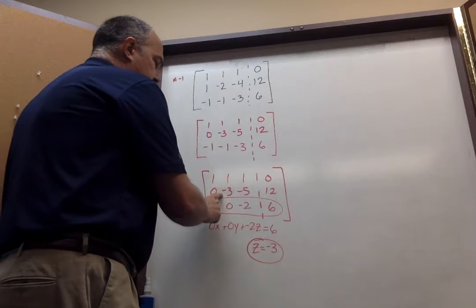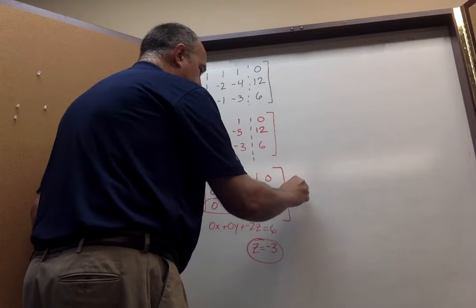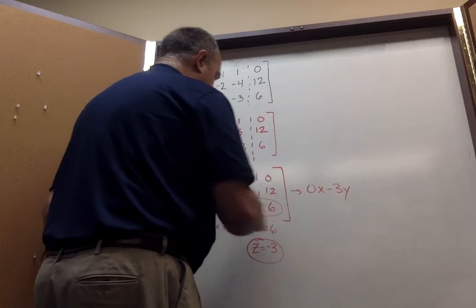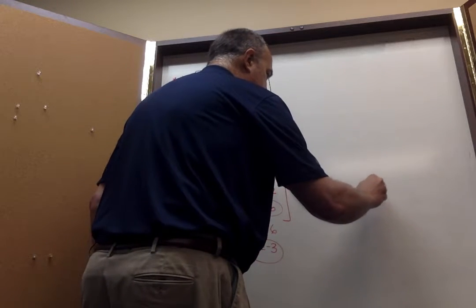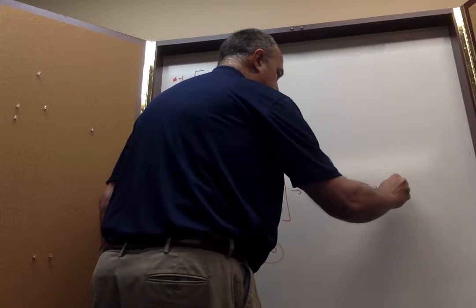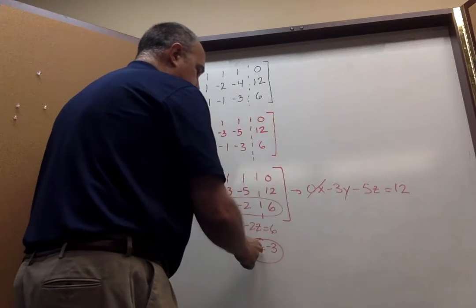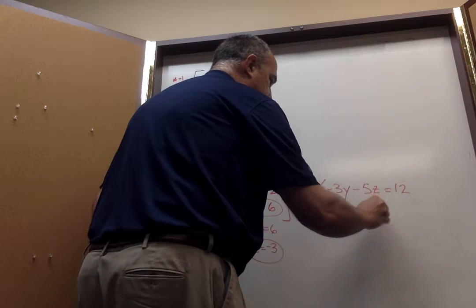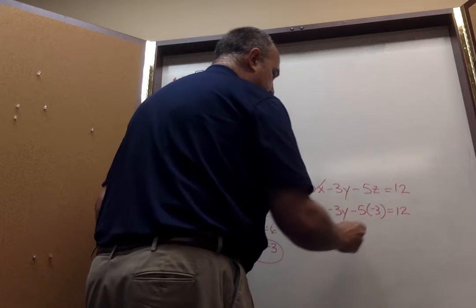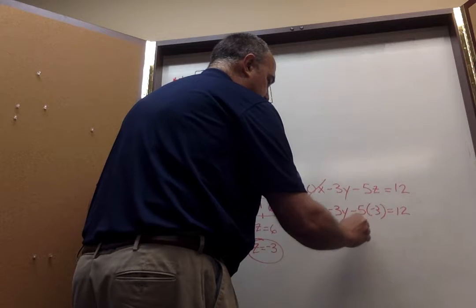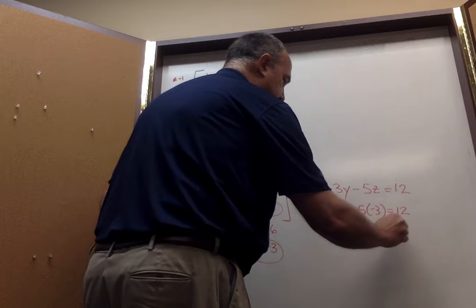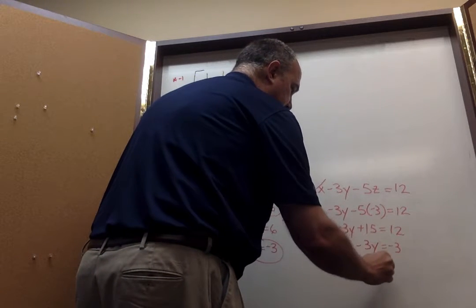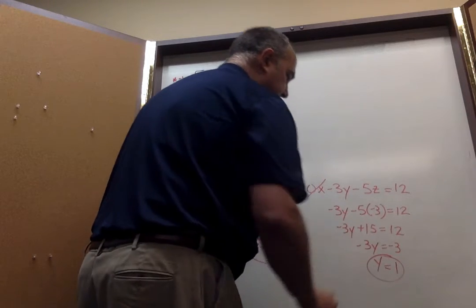And if you look at this row here, this row is 0x minus 3y minus 5z is equal to 12. And since we know what z is, we get -3y minus 5 times -3 equals 12. -3y plus 15 equals 12. -3y equals -3, and y is equal to 1. So there's our second variable.